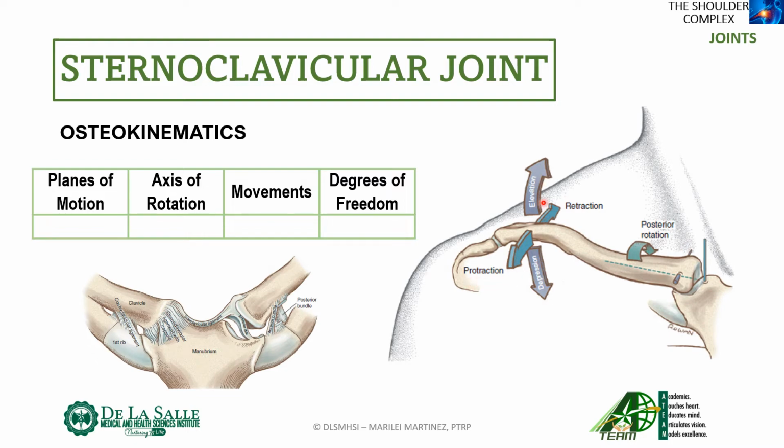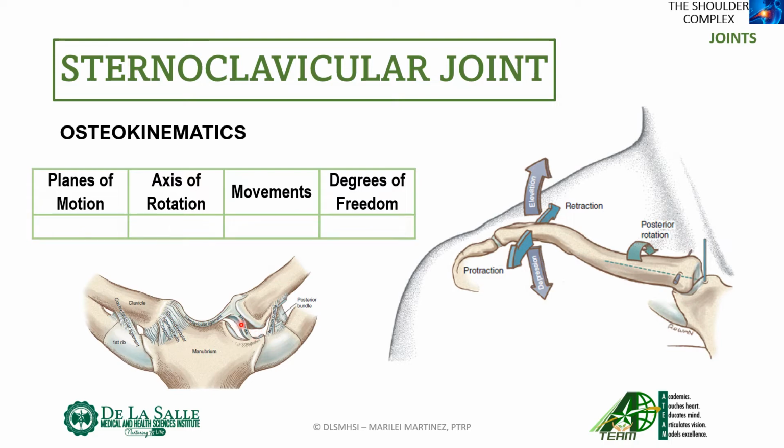Your elevation and depression happens between the sternal end of the clavicle here and the articular disc. Remember, the articular disc divides the sternoclavicular joint into two cavities. So we have the lateral part and we have the medial part. So elevation and depression takes place between the sternal end of the clavicle and the articular disc.